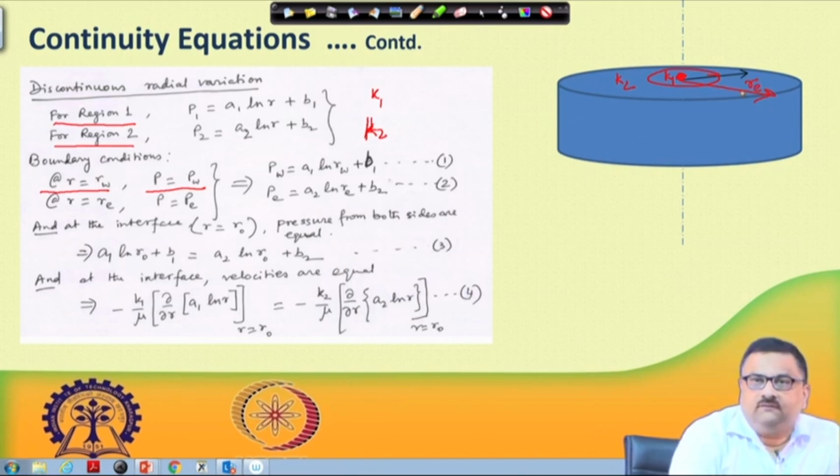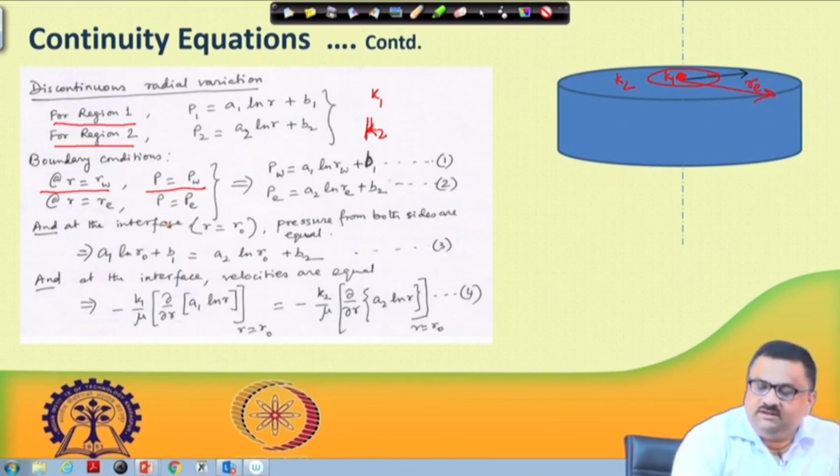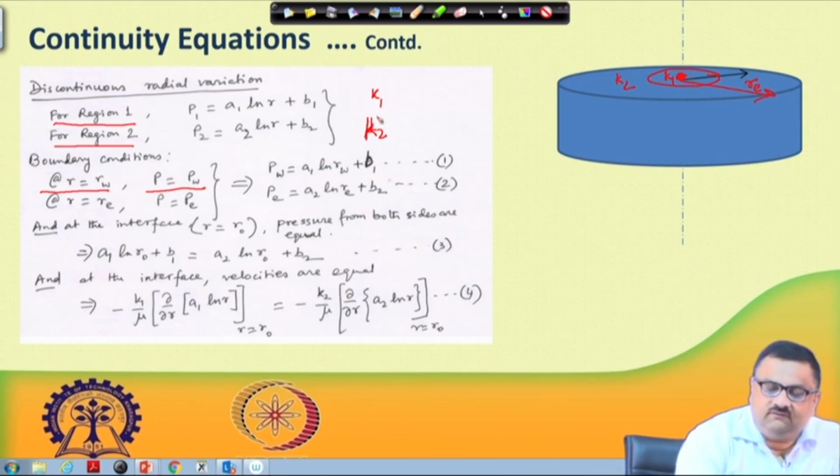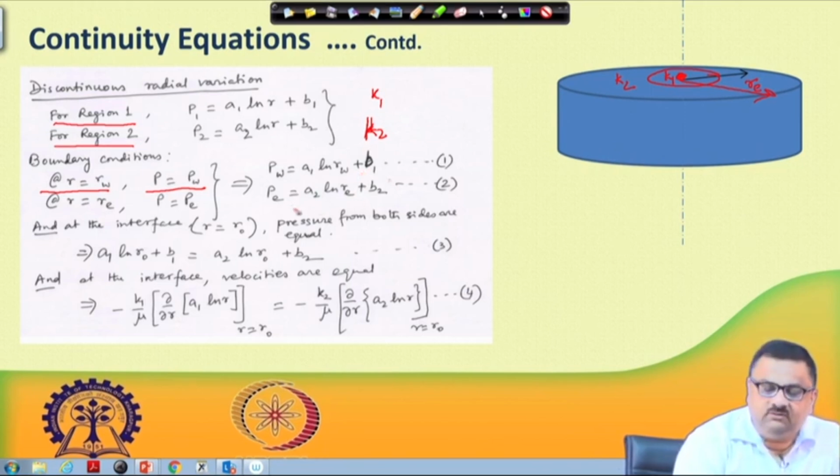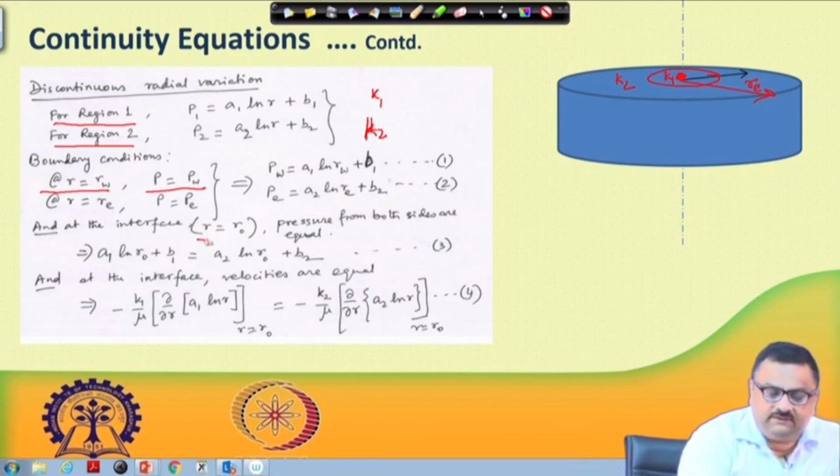So, far away, at r equal to r_e, P is equal to P_e. P_w is coming in within the region of permeability K1, so it is A1 ln r_w plus B1, whereas P_e is in the region of permeability K2. That is why it is A2 ln r_e plus B2.